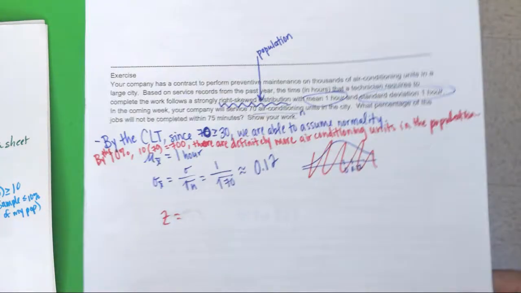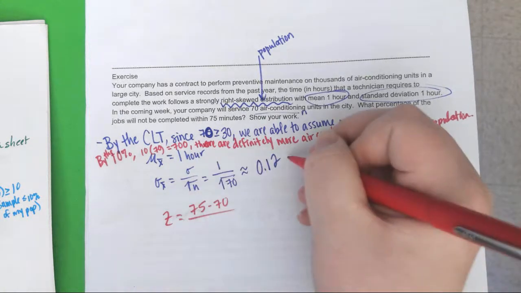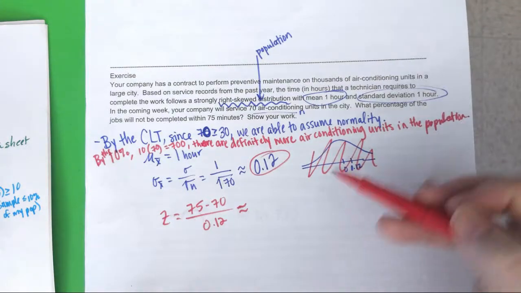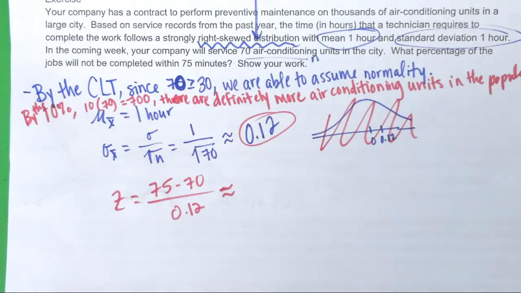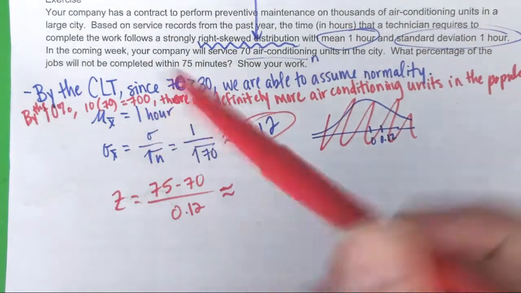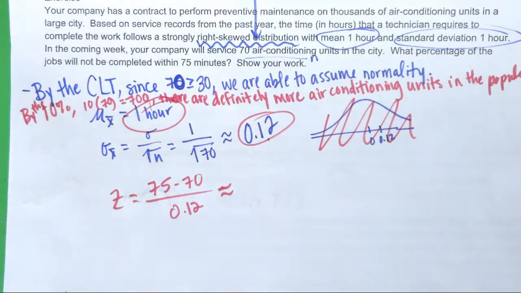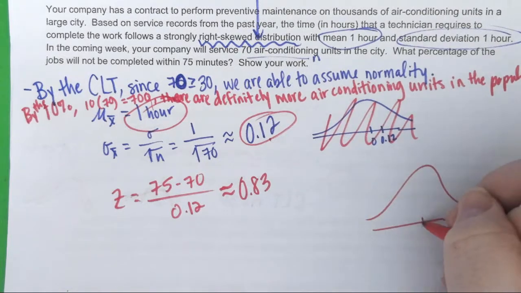So I think we're supposed to do 75 minus 70 over that standard deviation of 0.12. And now my life actually feels like it's back on track. Trying to make things happen faster than they are. Again, this math is easy. We were given this, and we had to calculate it because it changed because of our sample size. Now I've converted it to a z-score, and my z-score would be 0.83, which is still a good z-score number.